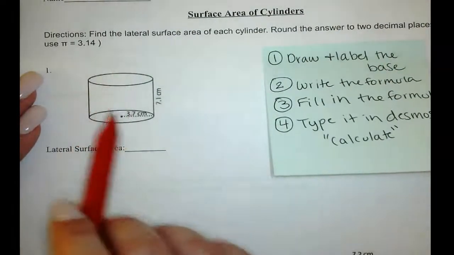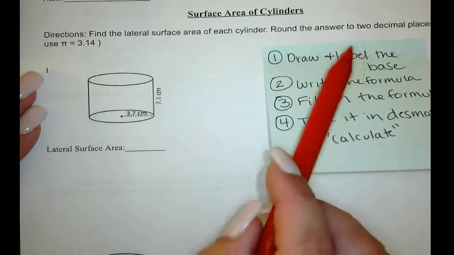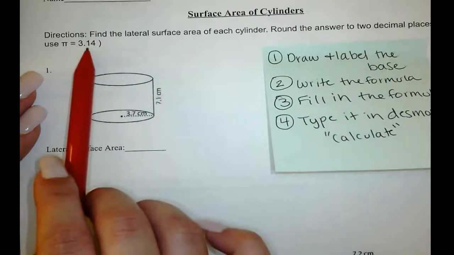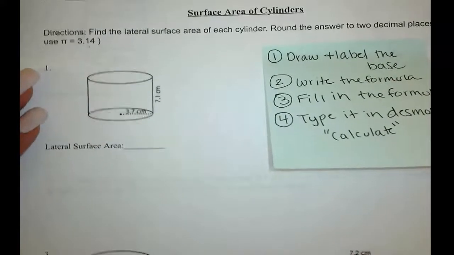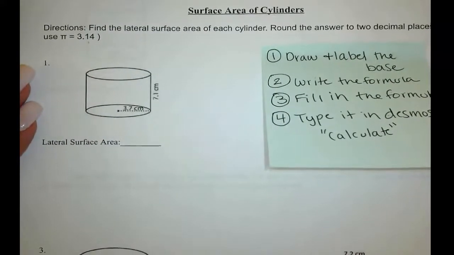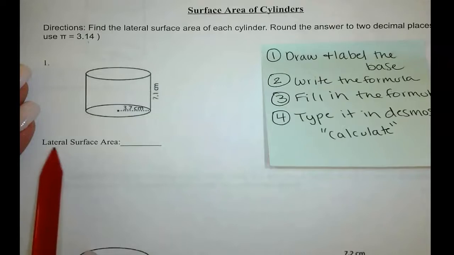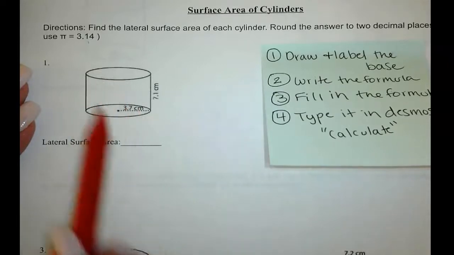So we're going to find the surface area of each cylinder, round the answer to 2 decimal places, and we're going to use 3.14 for pi. That's really important. Do not use the pi button on the calculator. We're going to use 3.14. So this first one says lateral surface area, and here's our picture.